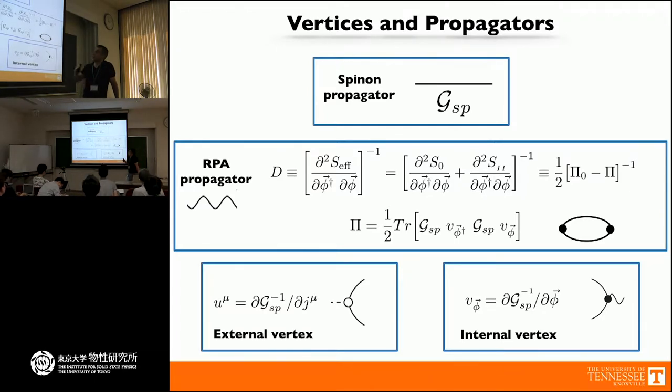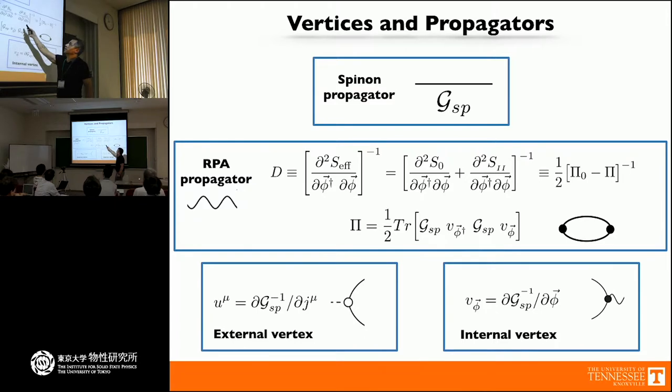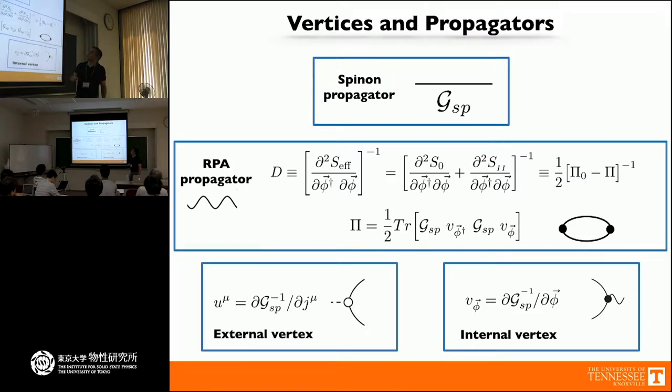As I mentioned along the process, there are two types of propagators in this theory. One is the propagator of the matter field, which are the spinons, right? It's essentially this Green's function evaluated at the saddle point. And then there is another propagator associated with the quadratic term in the expansion of the action, so the inverse of the fluctuation matrix, which is the so-called RPA propagator, right? And we can represent it in this way. We'll explain in a moment why, but essentially it is simply the inverse of this fluctuation matrix that appears in the expansion of the action at quadratic level.